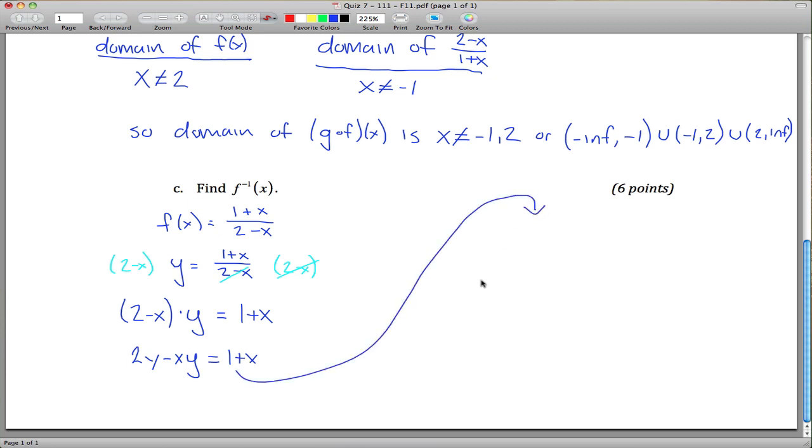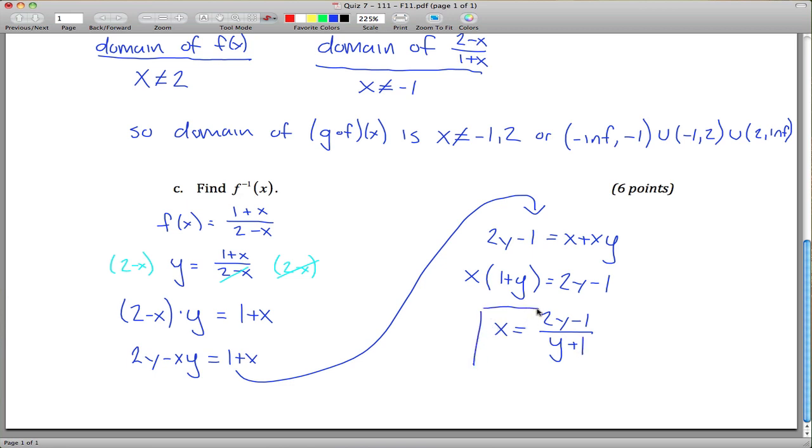Then get all the x's on one side of the equation. So maybe we'll add xy over here and subtract 1 over there, and get 2y minus 1 equals x plus xy. I added this to the right side and subtracted this over to the left side. Now to solve for x, you can factor. We have 2 x's here, we want just 1 x to solve for. So factor 1 x out from both terms, and you get x times 1 plus y equals 2y minus 1. Finally, x is equal to 2y minus 1 over 1 plus y, or y plus 1, however you want to write it.